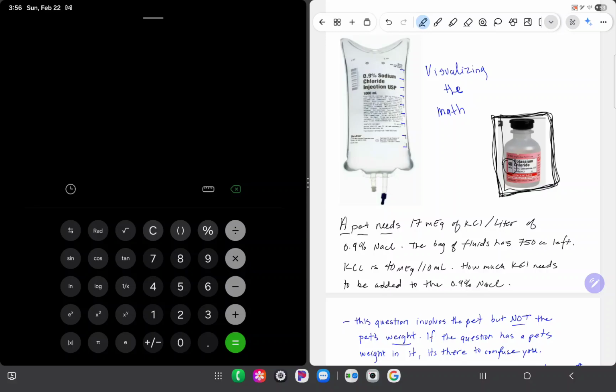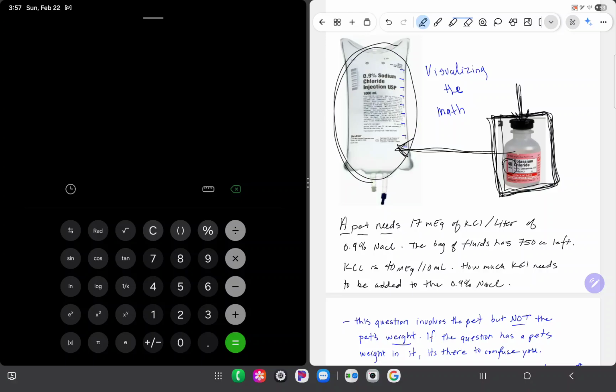And now the rest of it is asking, how much do I draw out of this bottle and add into my bag of fluids to take something that is, again, heavily concentrated and dilute it out? We would never give potassium chloride straight up from the bottle into a patient because it will stop the heart. Potassium chloride can and will stop a patient's heart when given too quickly or in too high of a volume. That's why it must be diluted out into the patient's fluids.